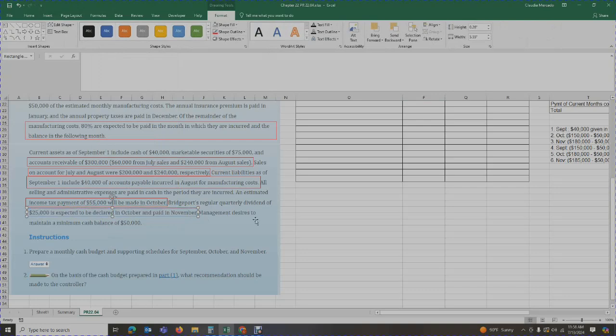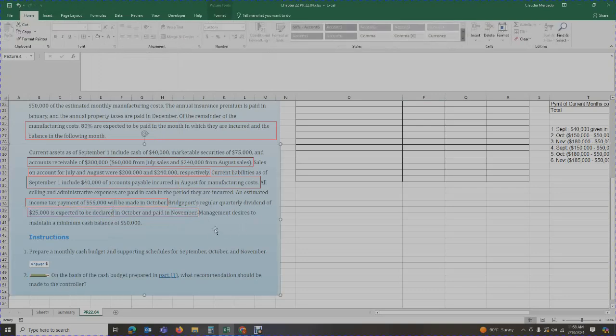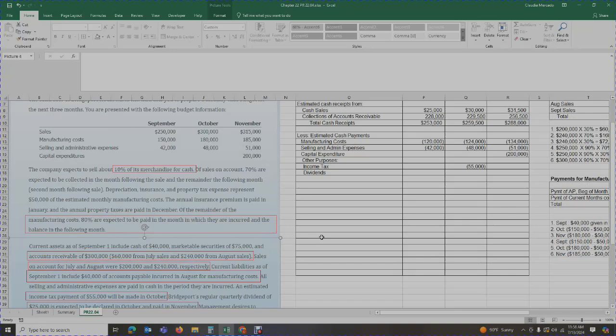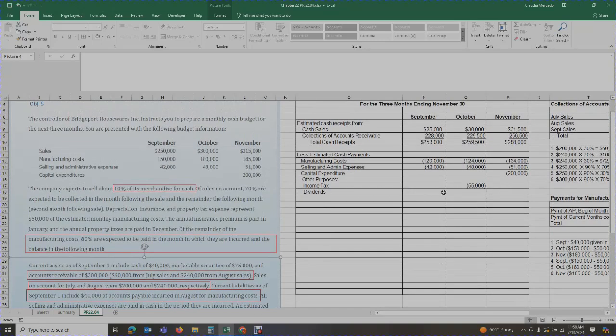Okay, and we're going to record this transaction when it affects cash. And when does it affect cash? When I make my dividend payment. So I made my dividend payment in November of $25,000. So I'm going to have dividends of $25,000 in November. Okay. And I believe that is all that we have.